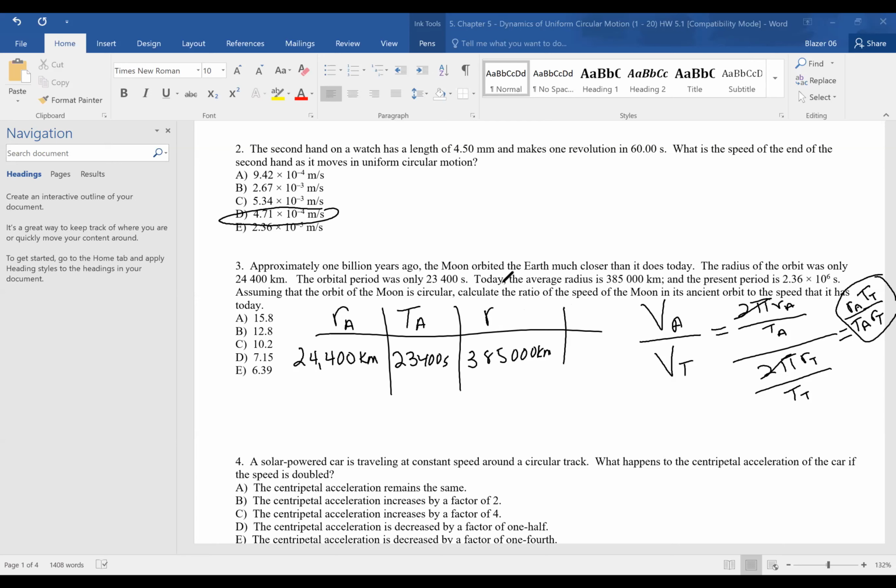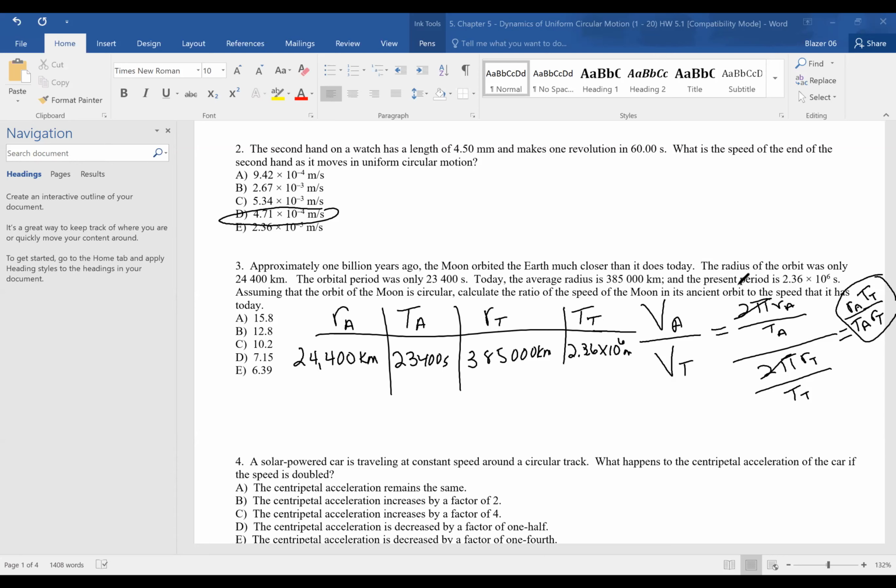Okay. Today, the average radius, this is today. And the present period, that means today's period, is 2.36 times 10 to the 6 meters. Now, I believe that the author gave us this last number in scientific notation as a clue to the best practice in writing these numbers down.